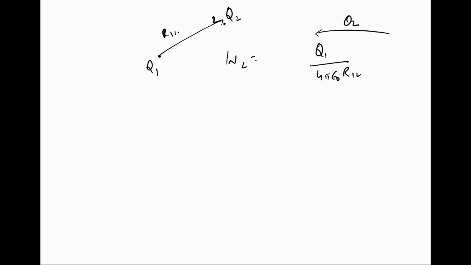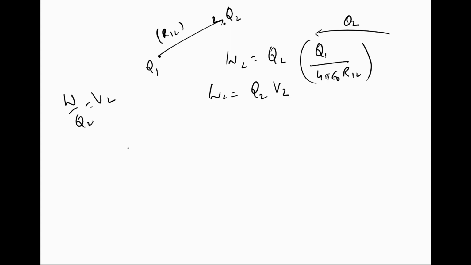Let us say that there is this point charge Q1 which is already present at this point. Now we bring a charge Q2 from infinity to, let us say, this point 2. So this charge is Q2. The work done to bring this charge Q2 from infinity here will be equal to, what is the potential at this point? It will be Q1 over 4 pi epsilon naught R12, if this is R12. So this will be the potential, and potential is actually work done per unit charge. So you see, the work done will be the charge into the potential. So W2 is equal to Q2 into the potential at point 2.